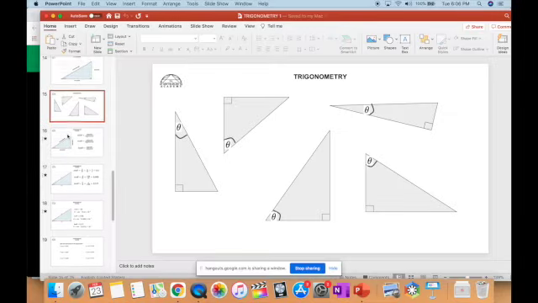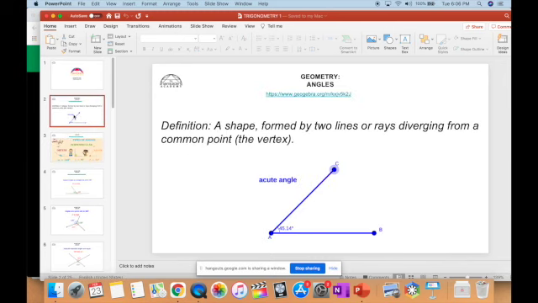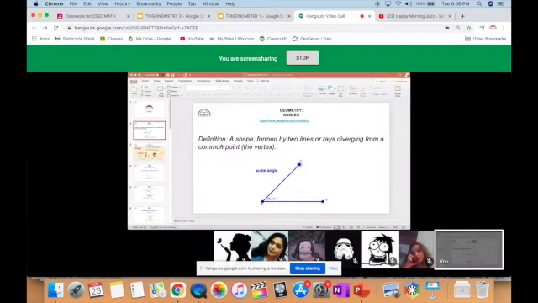Now, when you look at the Trigonometry 1 PDF, it actually doesn't start with trigonometry. It actually starts with a bit of geometry that we know already. And you guys are seeing this, right?